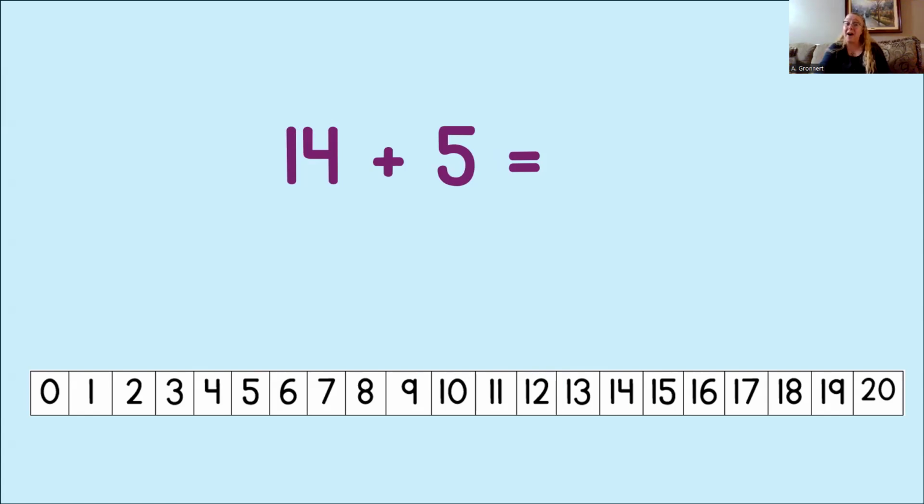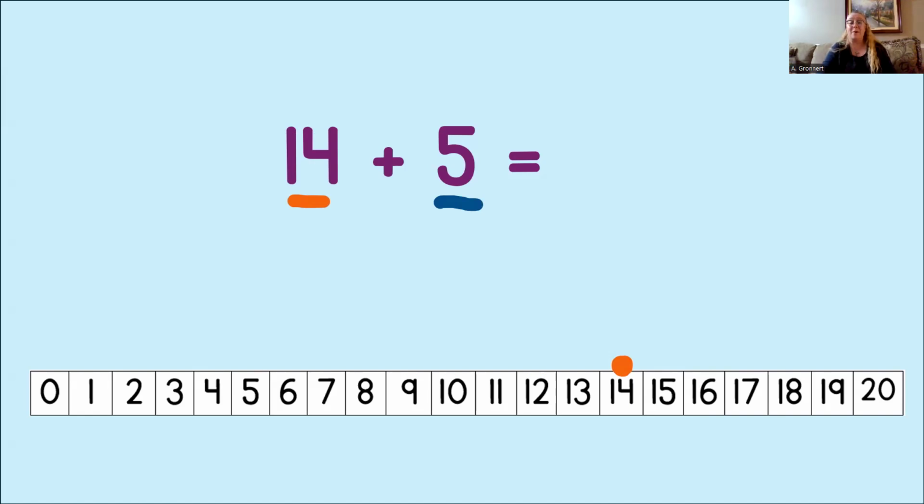14 plus 5. Do you remember what to do first? Yes, look at the add-ins and find the greater one. Which add-in is greater? You got it. It's the number 14. So now we need to mark the number line right there at the number 14. Okay, now what? Yes, look at the equation. We need to count on 5.